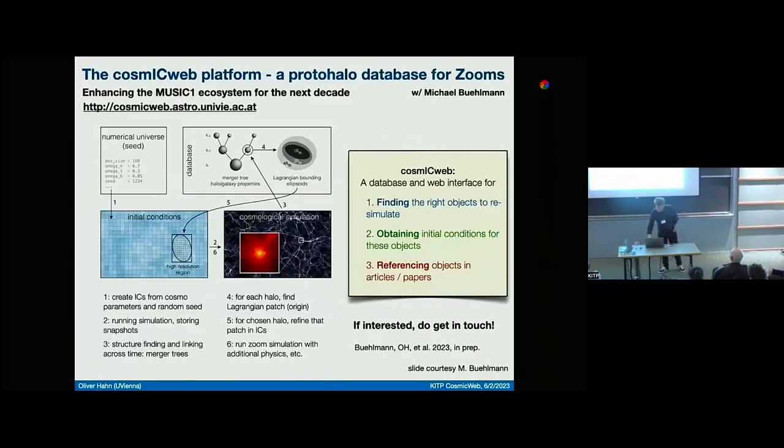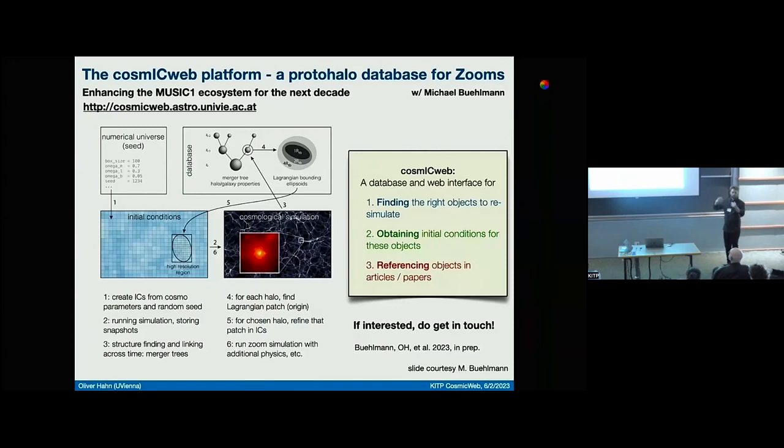Good. So I want to just advertise one last thing, because there are some people working on galaxies here as well. Something else that we've been working on is the Cosmic Web. Actually, it's CosmIC Web, which is a big database of proto-halo patches for large simulations. So if you're interested in this, talk to me. You can already sign up here as well if you're interested.